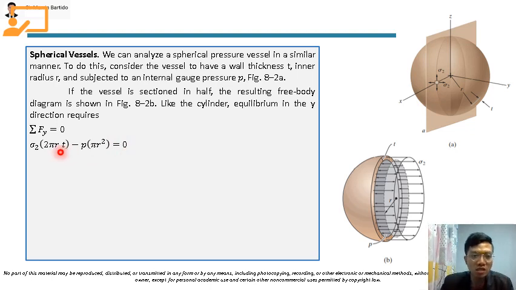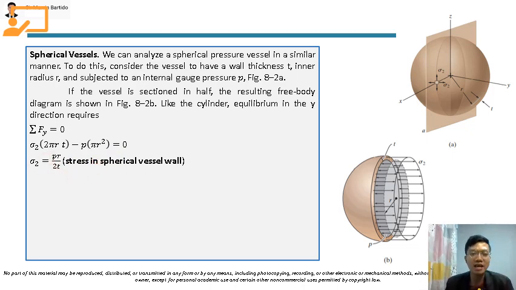To solve for sigma 2, we will just transpose this on the other side and then divide both sides by 2 pi rt. So to solve for sigma 2, that will just be PR over 2t. So this will now be the stress in the spherical vessel wall.